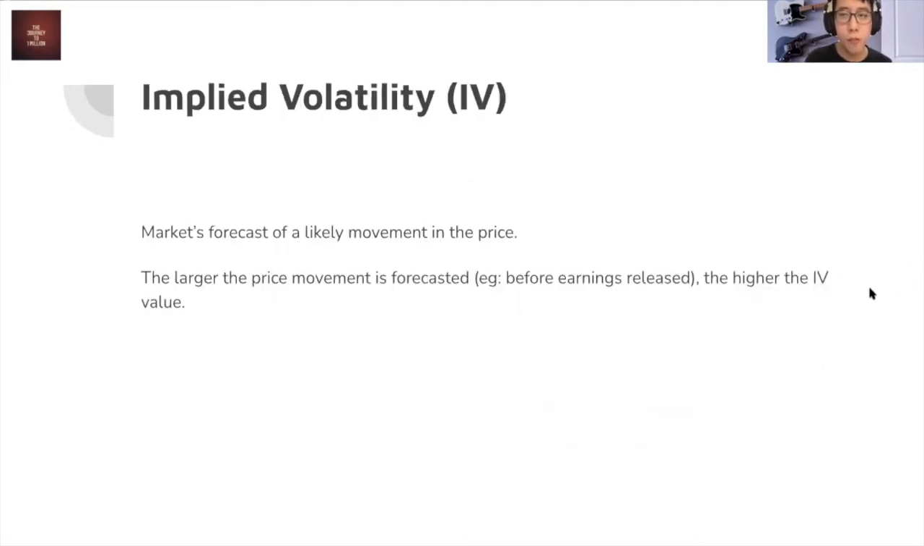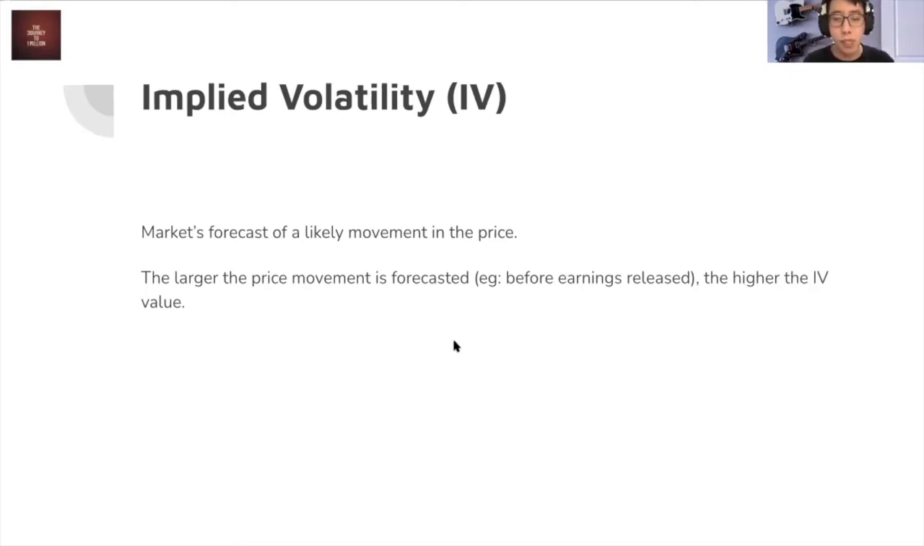So the other component of the extrinsic value is called implied volatility, IV. What this means is it is the market's forecast of a likely movement in the price. It is telling you how volatile the stock is. The larger the price movement that is forecasted, the higher the IV value.